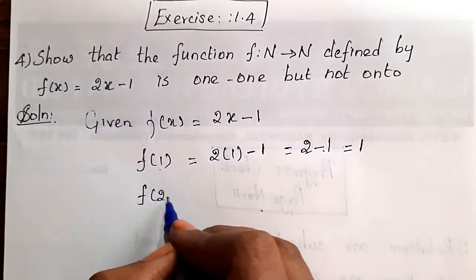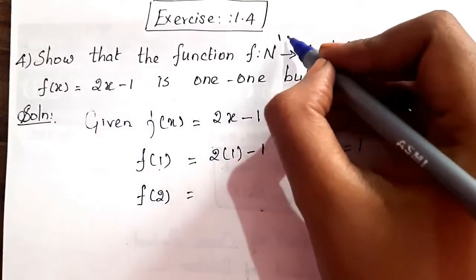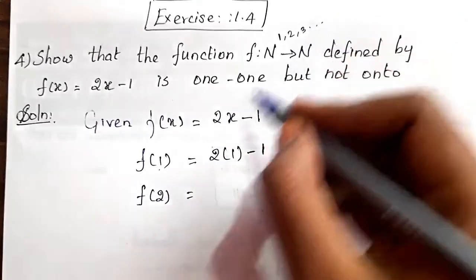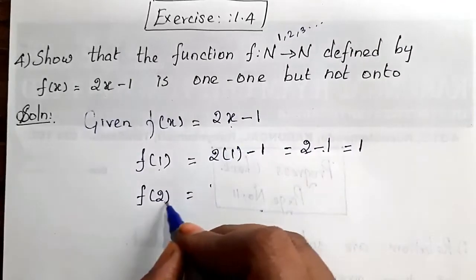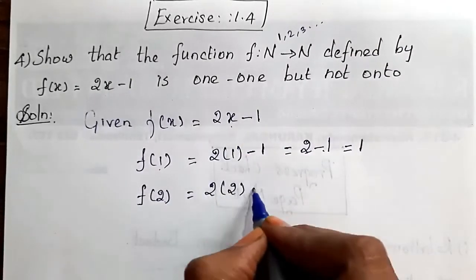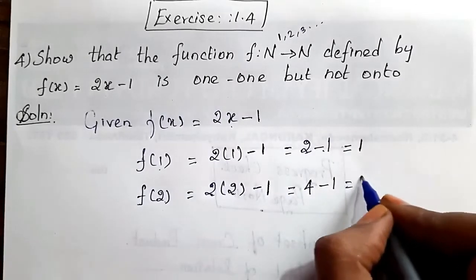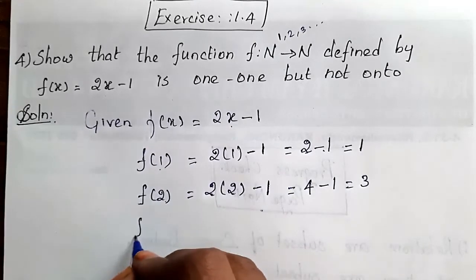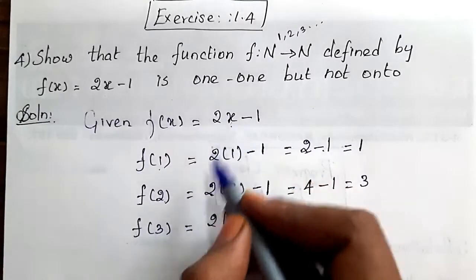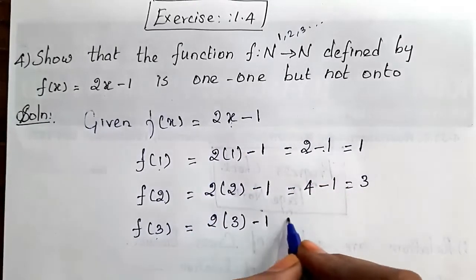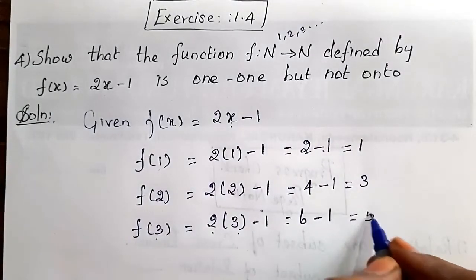Then we can find out f of 2. Can you remember why are we doing this 1, 2, 3 etc.? Because the set of all natural numbers means 1, 2, 3 etc. That is the reason we are applying. So in this place of x put 2. So 2 into 2 minus 1 is equal to 4 minus 1, that is equal to 3. Then we can find out f of 3. So f of 3 equal to 2 into 3 minus 1, that is equal to 6 minus 1, that is equal to 5.